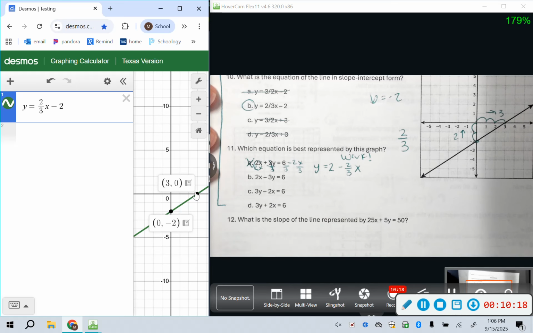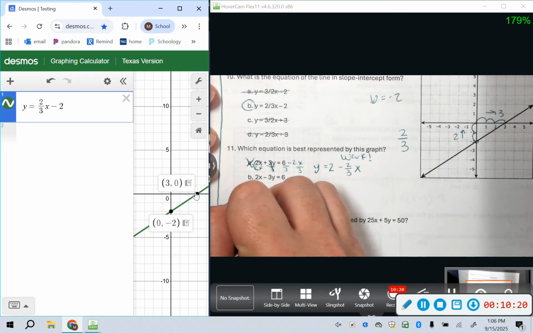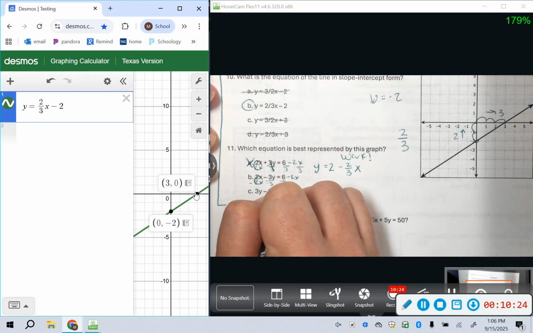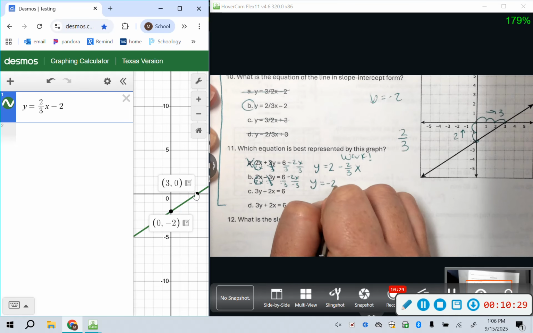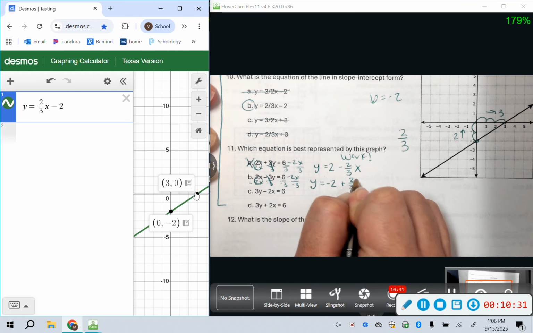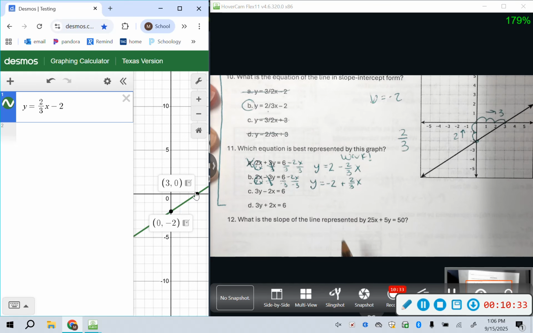Okay, looking at B, I have minus 2x, minus 2x, divide by negative 3. And that does leave me with y equals negative 2 plus 2/3 x. Well, positive 2/3 x is correct, and negative 2 is correct, so B is my answer.